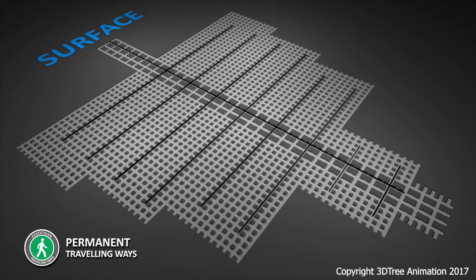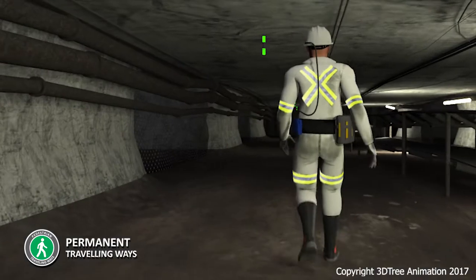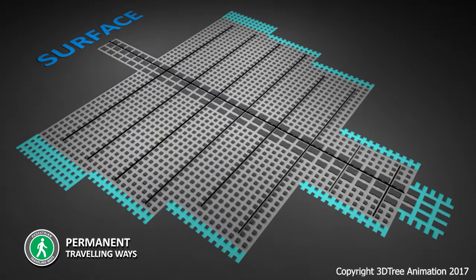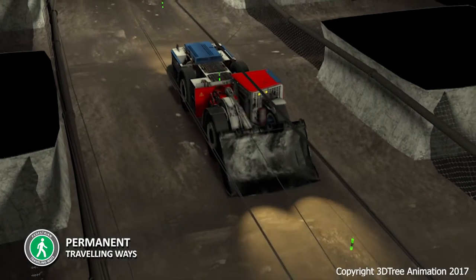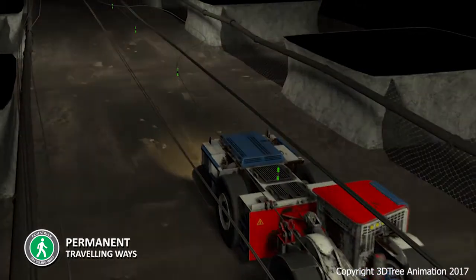Permanent travelling ways are found along conveyor ways going down the mine, strike conveyor ways that go across the mine, and travelling ways at the chairlift incline. These permanent travelling ways are intended for use by pedestrians only and will be marked with green sparkling sticks. Strike travelling ways are also seen as permanent travelling ways. Vehicles will only be allowed to enter permanent travelling ways if the operator is authorised to do so.